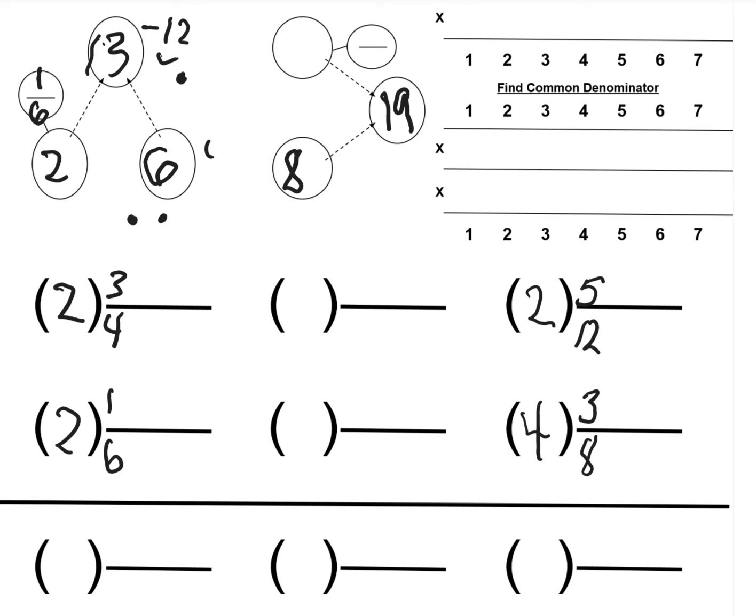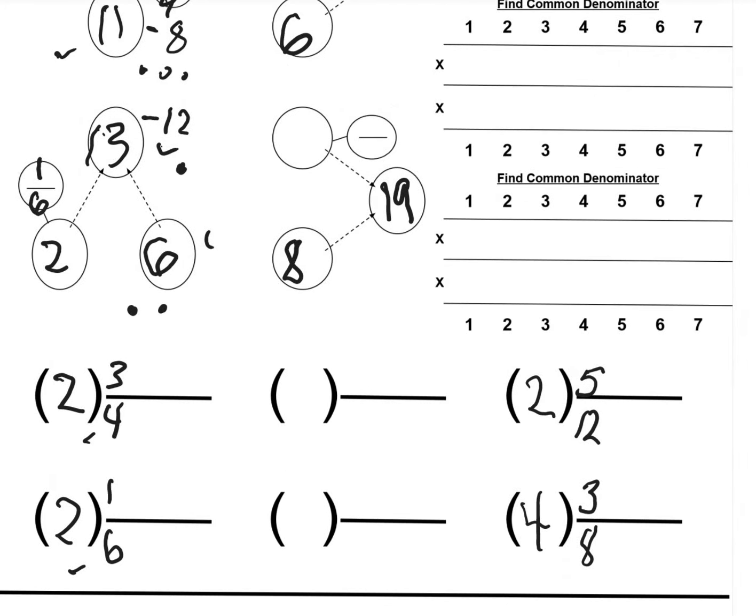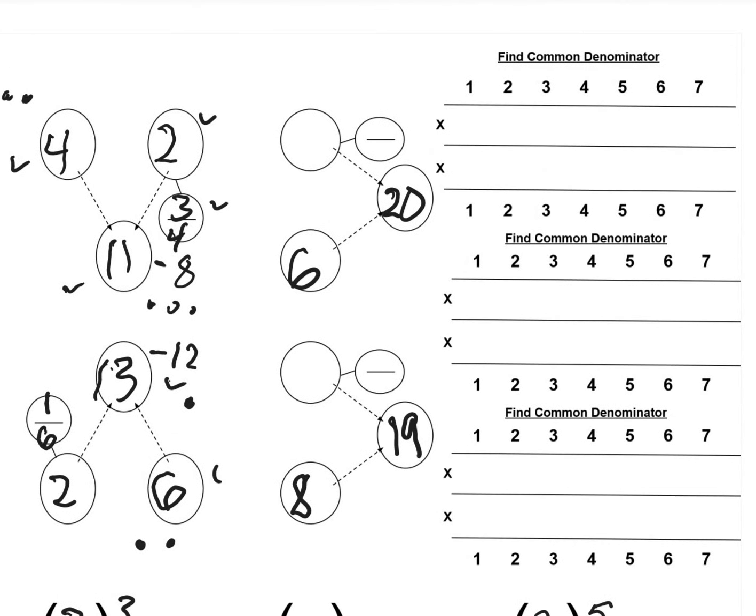Now, we can see that for the fraction part of the answers, we have different denominators. And so we have to find a common denominator. To find a common denominator for 4 and 6, we can go back to the top. And so we can put 4 and 6.